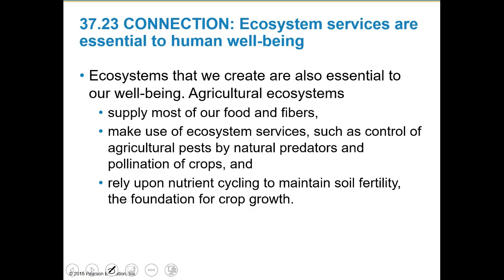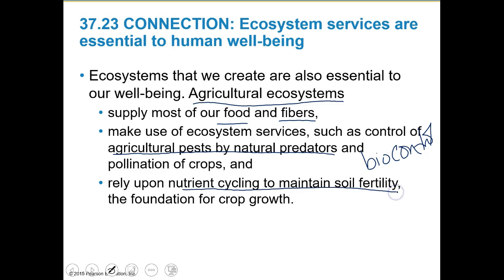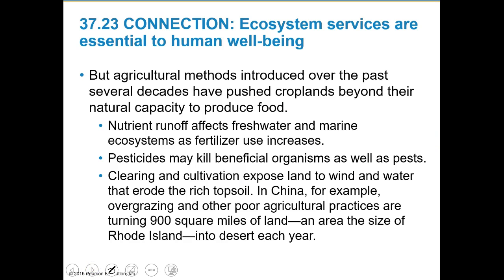Ecosystems that we create are also essential to our well-being. So agricultural ecosystems are important and supply our food and our fibers, like our clothing, so all of your cotton clothing. They make use of ecosystem services such as control of agricultural pests by natural predators. This is actually a thing called biocontrol. So life control is what that is. And pollination of crops. We rely on nutrient cycling to maintain soil fertility and foundation for crop growth. So the farmers of the stuff that you eat really need to have a fundamental understanding of these things in order to make sure that food supplies happen.